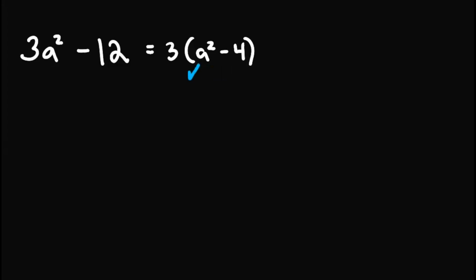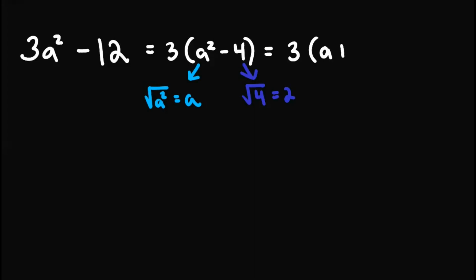Observe that a squared is a perfect square since the square root of a squared is equal to a. Also, 4 is a perfect square since we know that the square root of 4 is equal to 2. Since we have the subtraction operation here, we can apply the difference of two squares. So this one out here is equal to 3 times the square root of the first term, which is a, plus the square root of the last term, which is 2, and the same binomial but with a subtraction operation. And so this is the factored form of this binomial.